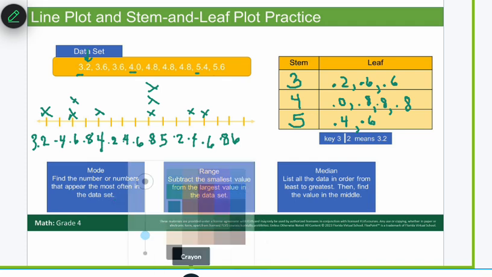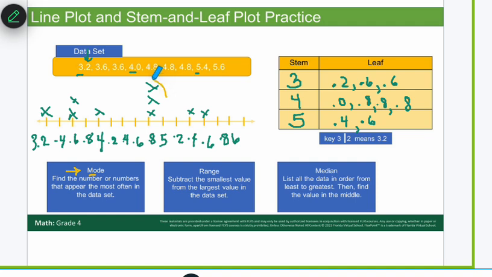I can now begin to answer some of the questions that we've talked about, which is what is the mode? Remember, MO in mode, MO in most. So I'm looking at my number that occurs the most often, 4th grade. Because this is going to be occurring the most often, I'm going to look over here at my line plot because this is a quick visual way to see, oh, right here, there are 3 x's. So I know that 4 8/10 is my mode.